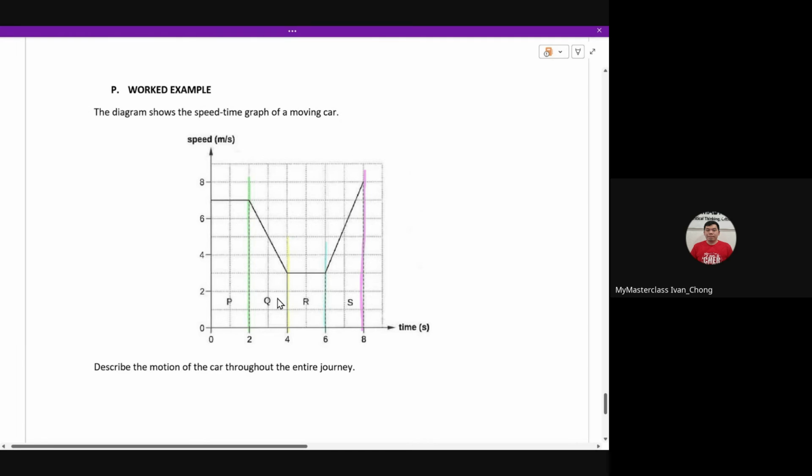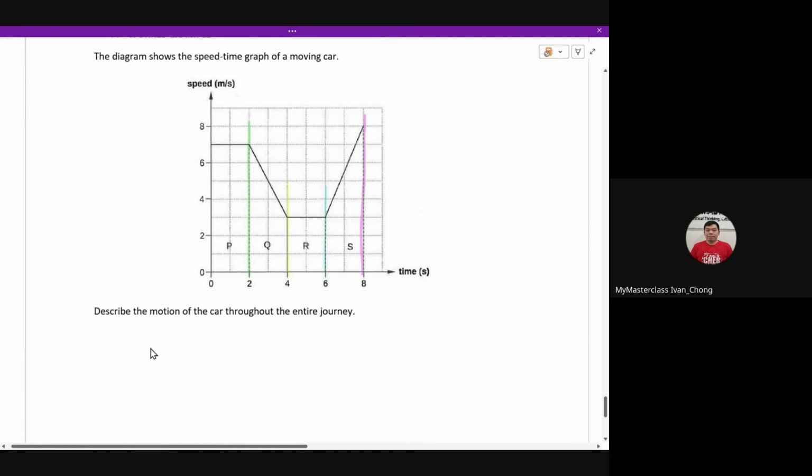So now you just need to describe the motion of the car throughout the entire journey. So what you want to do is for each of the parts, ask yourself, P, you can read what it is, right? Your Q, your R, your S. You can see actually they all are individual parts by themselves. So what we mean by this is from time equals to 0 to time equals to 2 seconds.